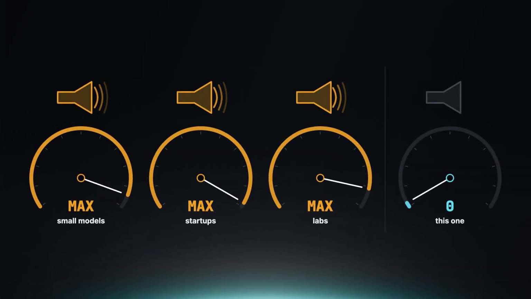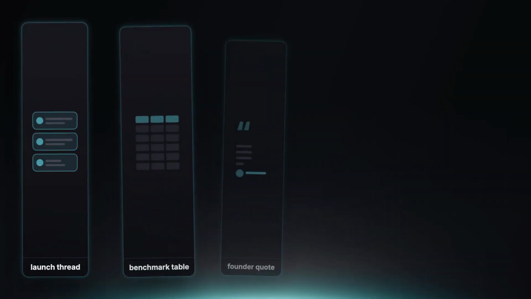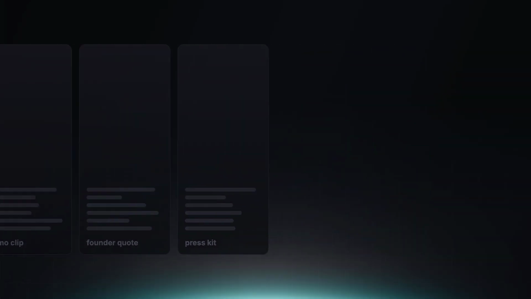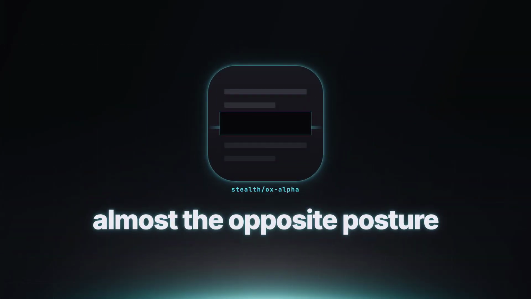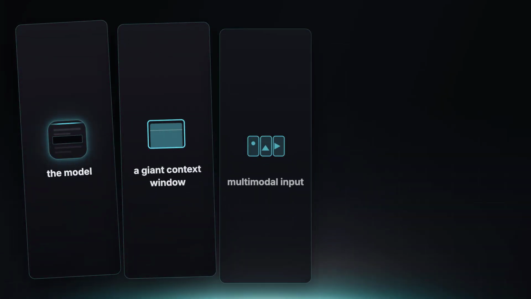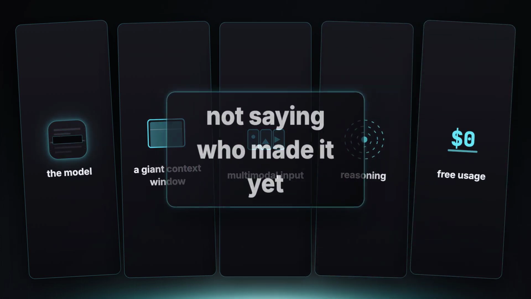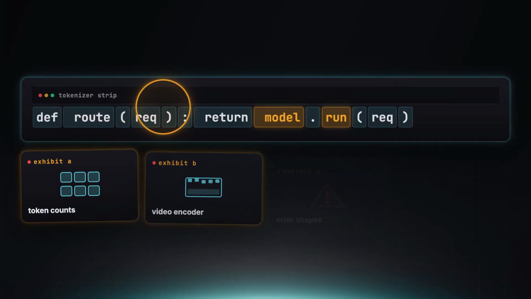Small models need attention. Startups need attention. Labs need attention. Everyone wants the launch post, the benchmark chart, the demo clip, and the founder quote. Ox Alpha arrived with almost the opposite posture. Here's the model. Here's a giant context window. Here's multimodal input. Here's reasoning. Here's free usage. No, we are not saying who made it yet. That immediately turned developers into detectives.